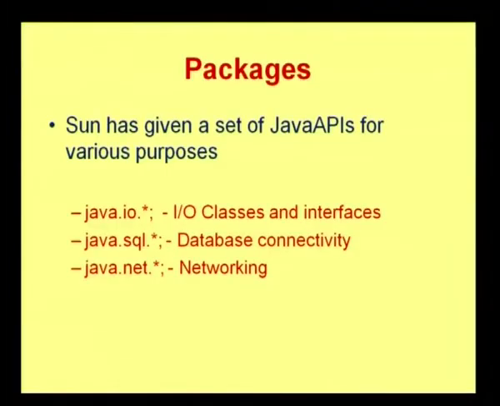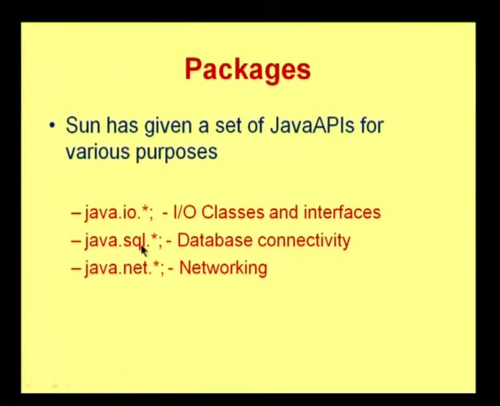Now we will see a set of Java API packages. Sun has given a set of Java APIs for various purposes. One is java.io.star, for IO classes and interfaces; java.sql.star, the database connectivity package; and java.net, for networking. Here you can see java.io: java is a package, inside that package I have io, and then I have asterisk. Asterisk means all the classes and all the interfaces that belong to the io package.